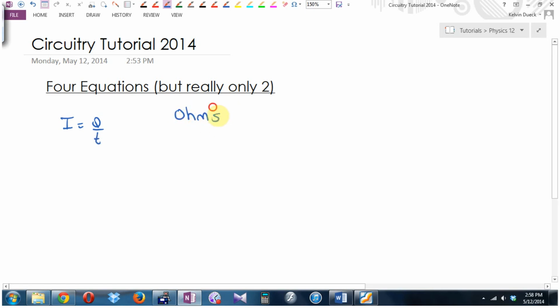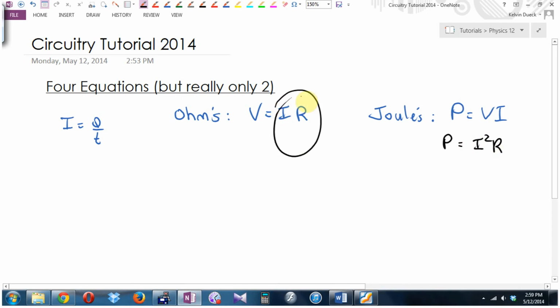Ohm's law and Joule's law. Although Joule's law, there was several variations. I'm partial to this one. That one's not on your formula sheet, but all you do is you plug that into the V and you get I R I, which is I squared R.